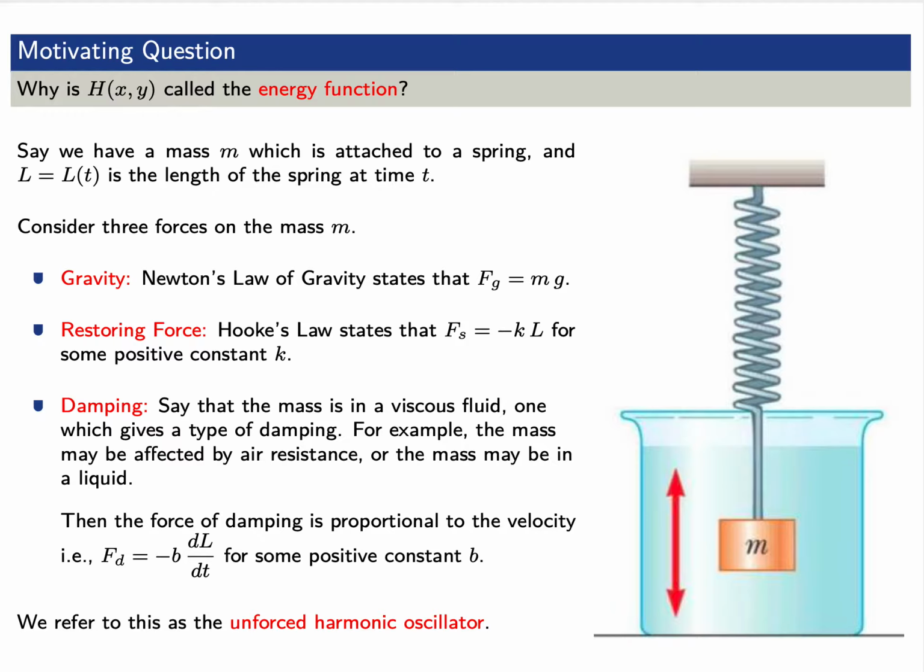Say that we have a mass m attached to a spring and let L of t denote the length of the spring at time t. We will assume that there are three forces acting on this mass: gravity, a restoring force due to the spring, and a damping force that will be proportional to the velocity. We refer to this situation as the unforced harmonic oscillator.